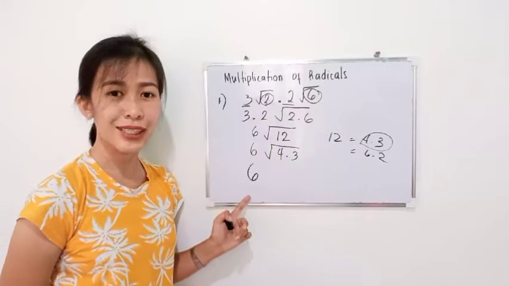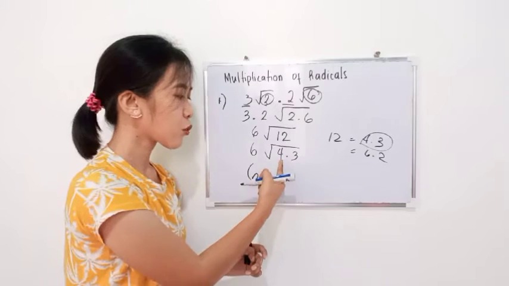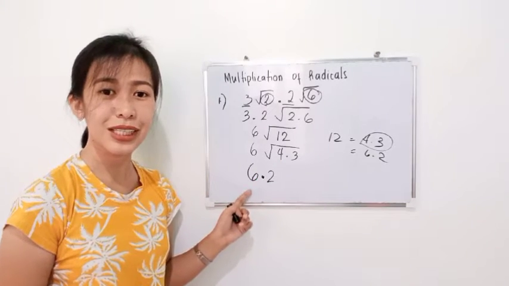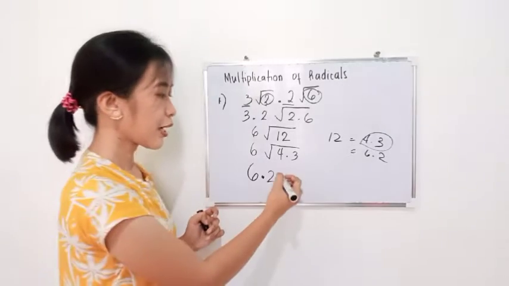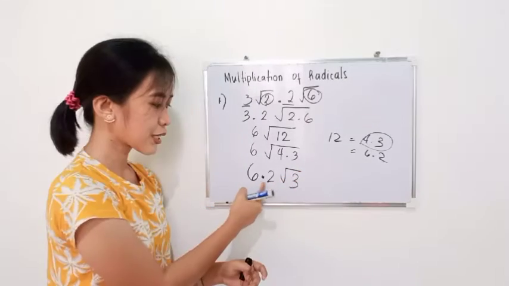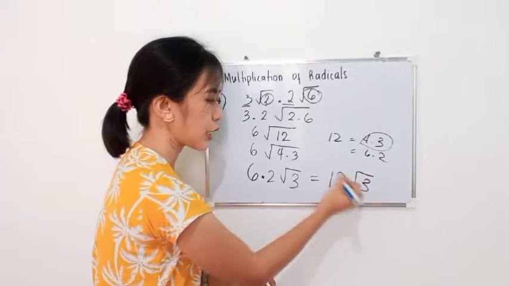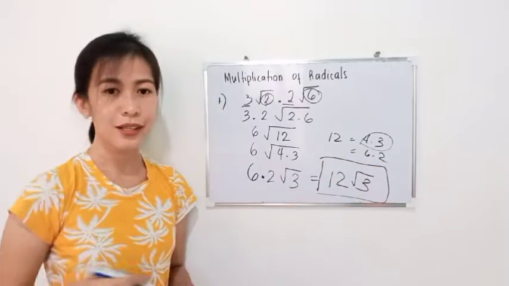Kopyahin muna natin itong nasa labas na coefficient. And then square root of 4 is 2. Imumultiply mo naman yan ngayon dito sa nasa labas na coefficient. And then, naiiwan na lang si 3. 6 times 2, that is 12, square root of 3. And that is the final answer.